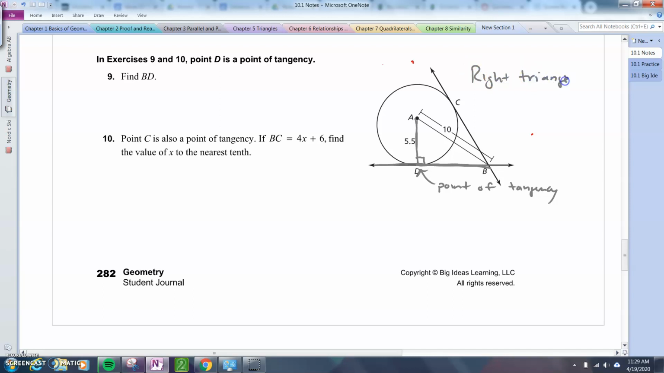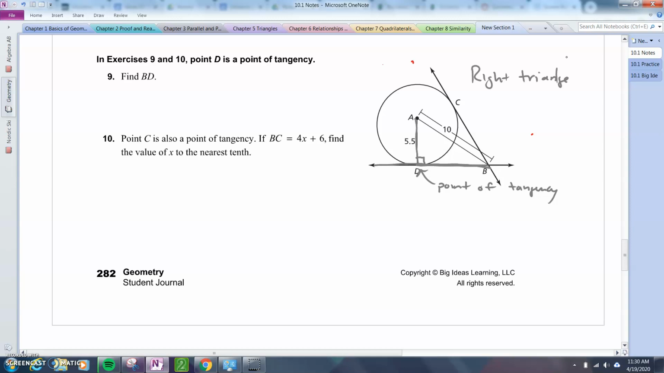So again, any tangent line creates a right triangle, essentially, in a circle. So those of you who thought that triangles were going away, sorry, they're not going anywhere. So let's now use this to figure out what this segment would be. Well, you can see that we have two legs and a hypotenuse, and anytime we need to find one of those sides, we can use the Pythagorean theorem.